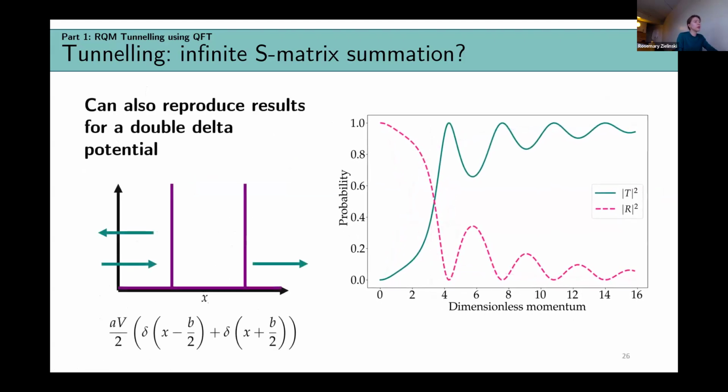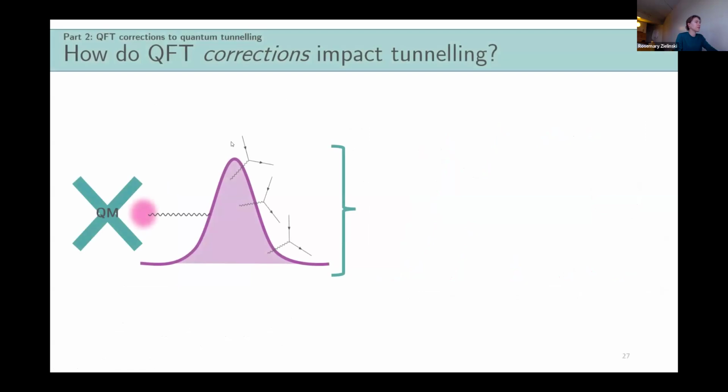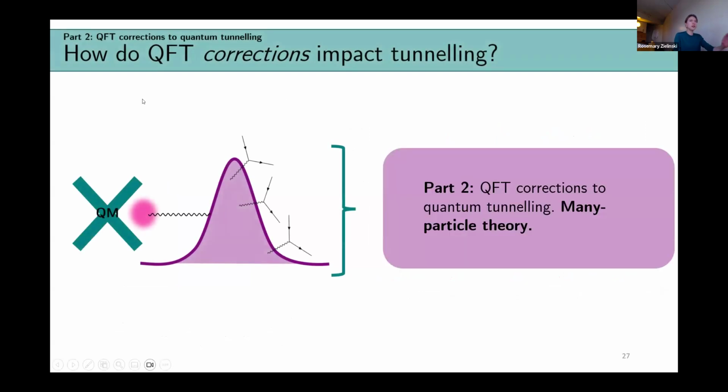We've also shown that we can reproduce these results for a double delta potential. These are slightly more interesting because we have a natural length scale, which means that we can recover things like oscillations in the tunneling probability, which are of course fundamentally quantum effects. Okay, so that essentially concludes part 1 of the talk.